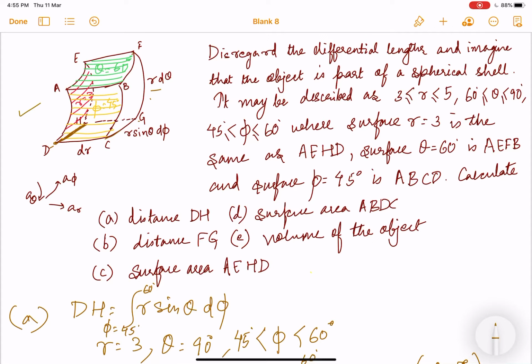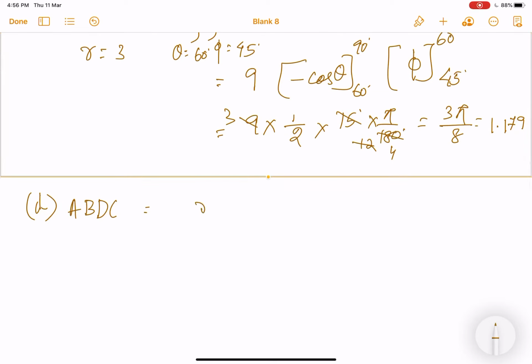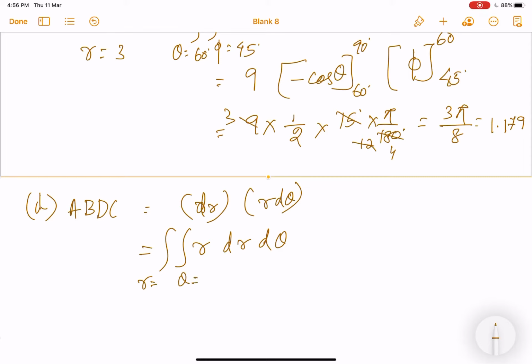Then over here, as you can see, phi is fixed. So what is this area? It's dr into r d theta. So what will I write over here? Something like this, and over here r is variable, theta is also variable. Phi was fixed, but it's not written over here, so it's not needed. Theta varies from 60 degrees to 90 degrees, r from 3 to 5. Clear? Just substitute the values.